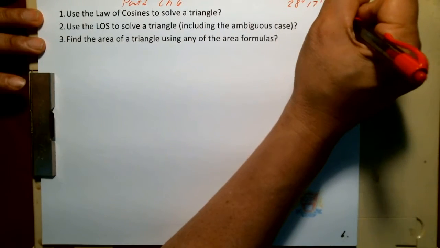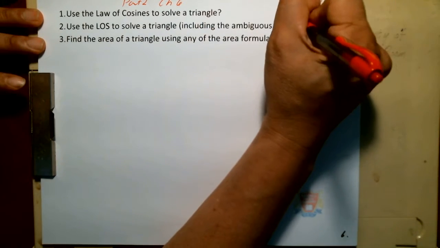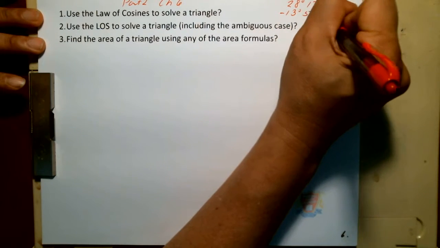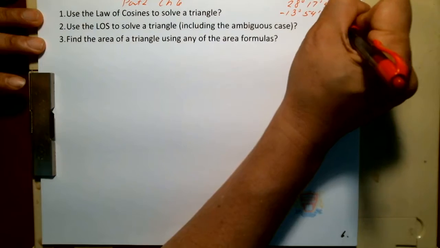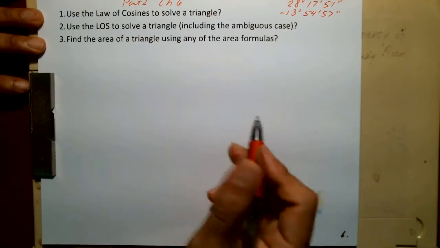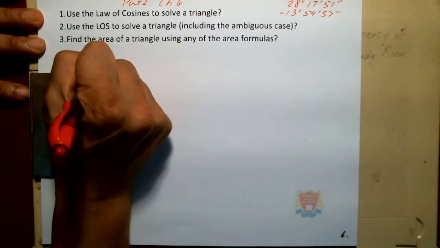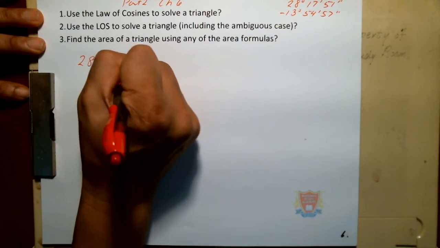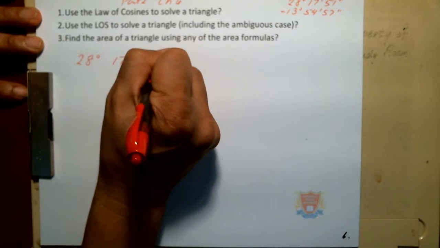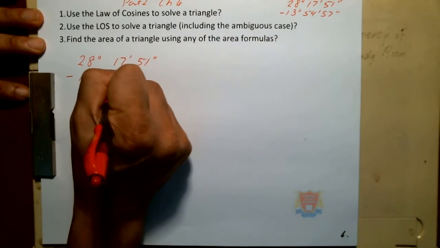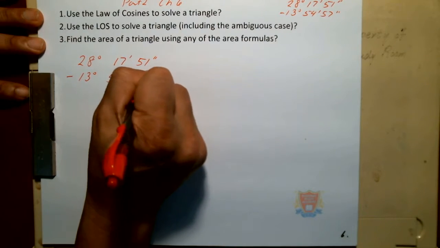If I have 28 degrees, 17 minutes, 51 seconds, and then we subtract 13 degrees, 54 minutes, and 57 seconds. How do I do something like this? Well, let's do this out really quickly because I didn't do a problem like this on the exam. 28 degrees, 17 minutes, 51 seconds, and subtract 13 degrees, 54 minutes, and 57 seconds.